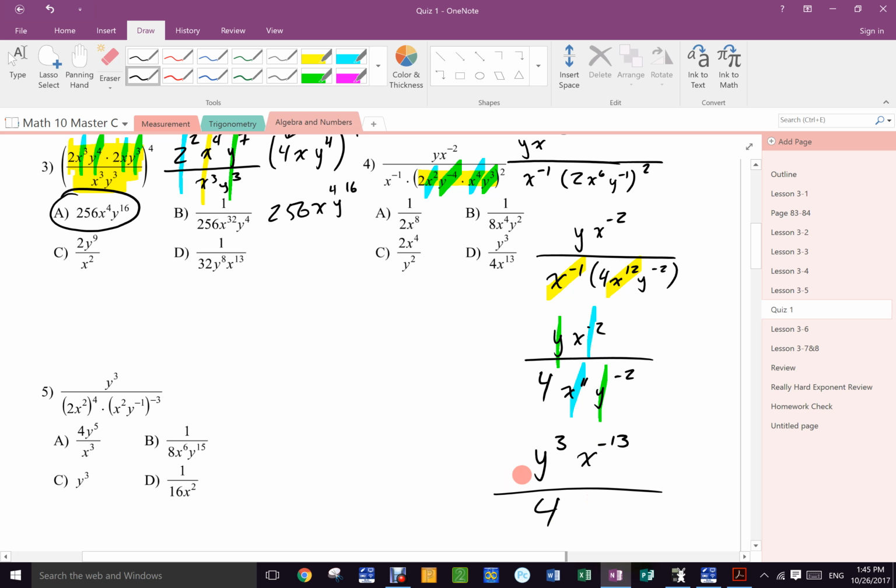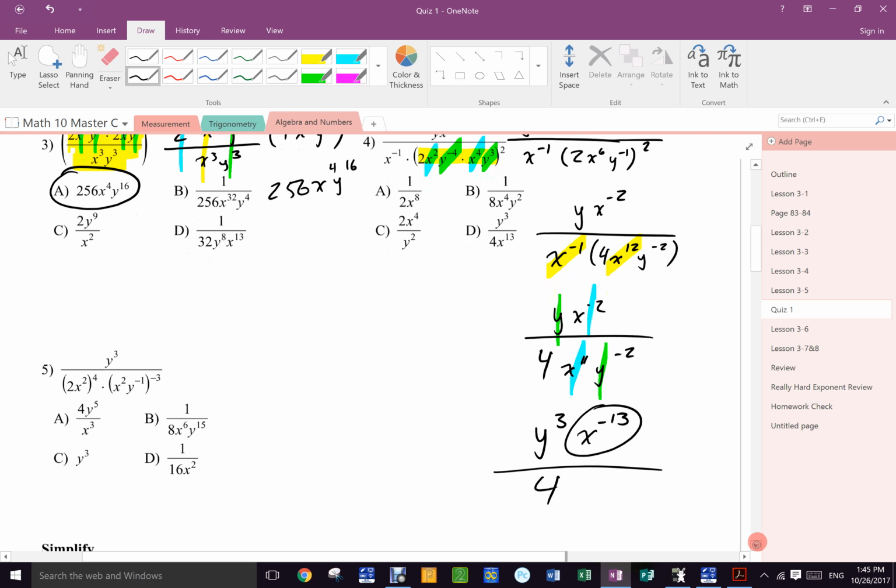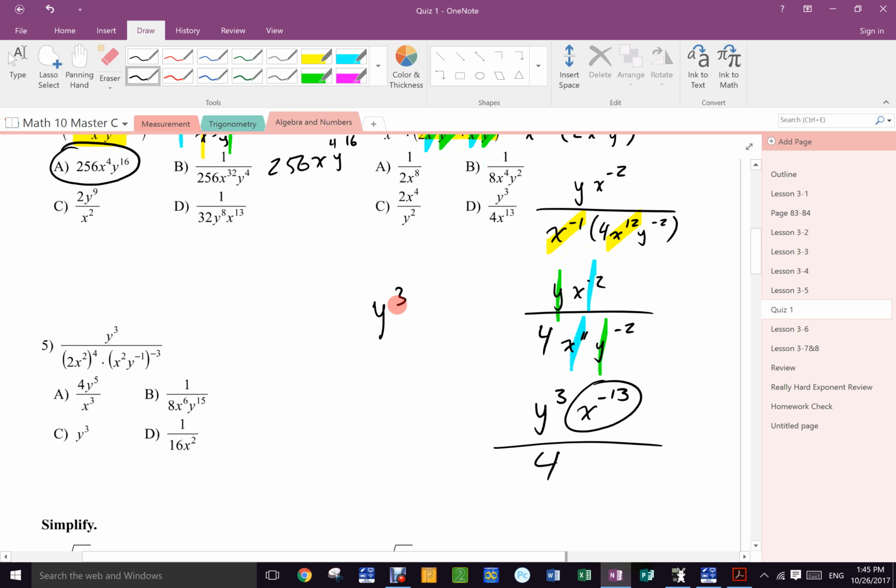What of that don't I like? The negative. I don't like that. Where do negatives go? What if they're already on the bottom? Then they go up to the top. So what's better to say? Negatives go to the bottom? Or is it better to say negatives reciprocate? Negatives reciprocate. That's what I always say, yes? So that has to go to the bottom, and I get y cubed over 4x to the 13. There it is.